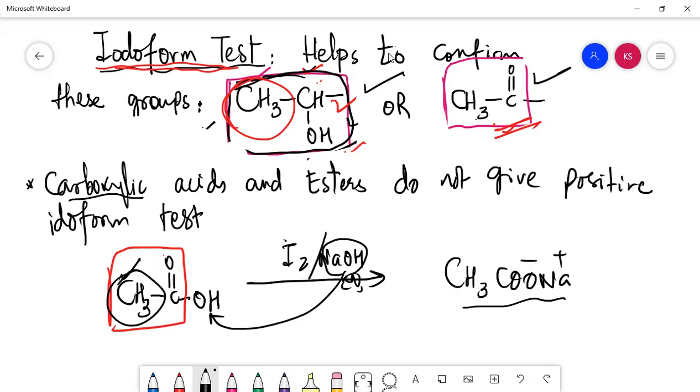So carboxylic acids and even esters get hydrolyzed when you put them in NaOH and heat it. So they rather react with the base in the medium than reacting with the iodine. So in short, carboxylic acids and esters do not give a positive iodoform test.